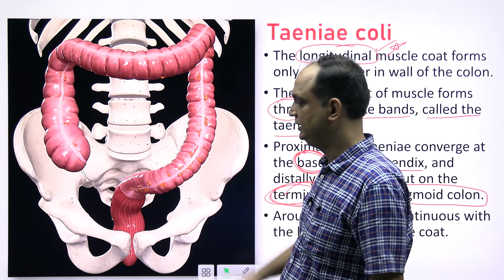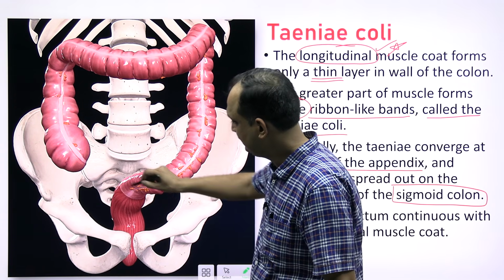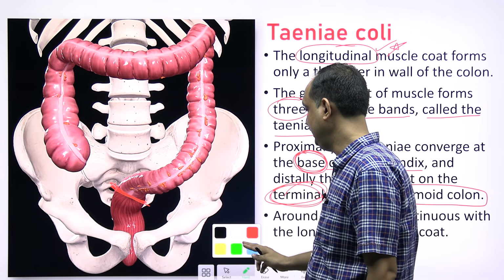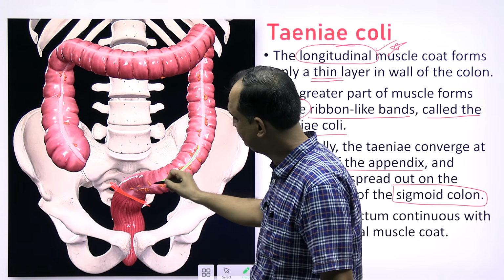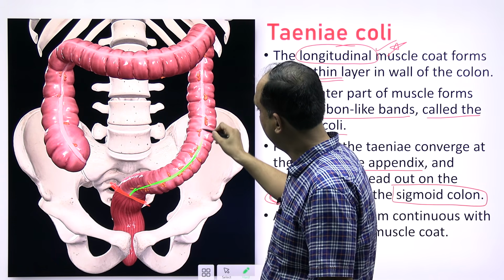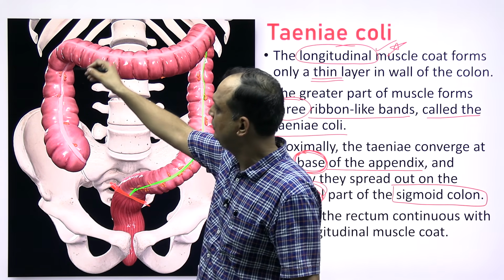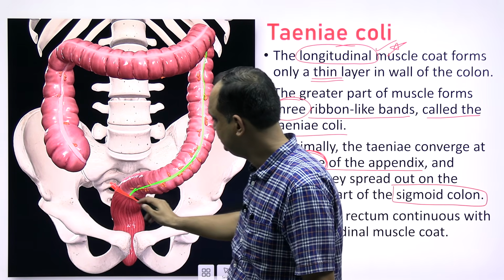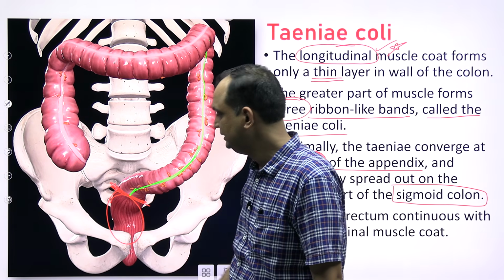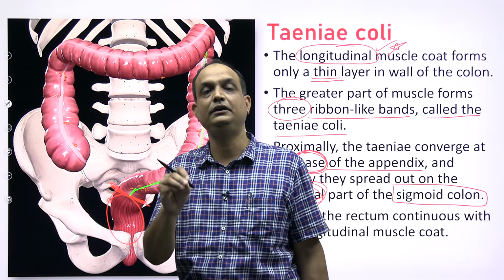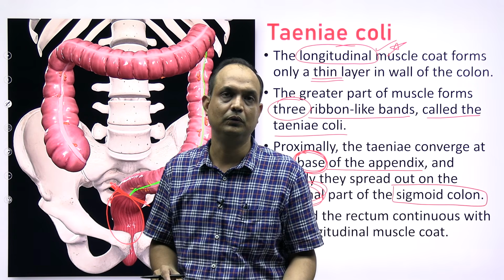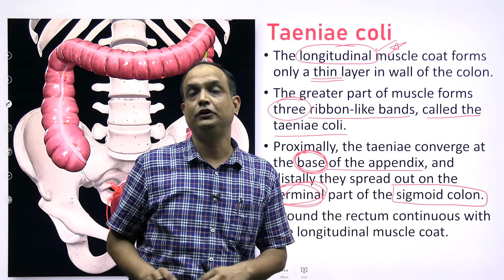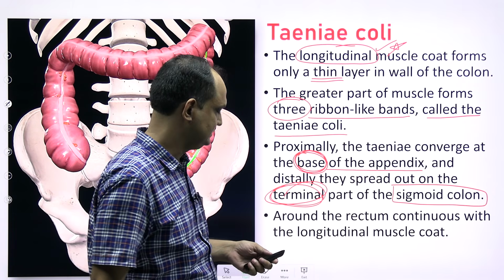So in this image, you can see that this is your recto-sigmoid junction. Below that, you will not be able to appreciate this band. The band is approaching only up to here, and you will find the band all over the large intestine, but in this area there are no bands. This is the rectum, and this is the important difference between the rectum and sigmoid colon. Around the rectum, it forms a continuous sheet of the longitudinal muscle layer, just like the small intestine.